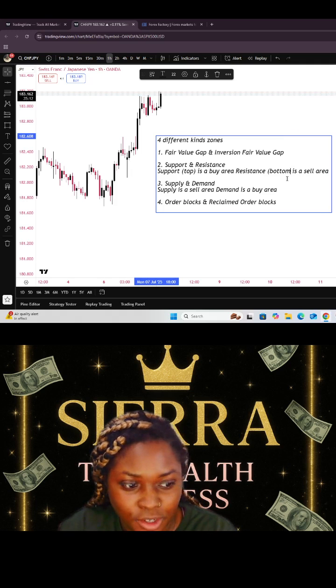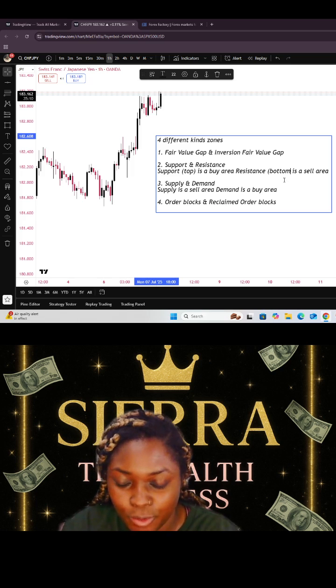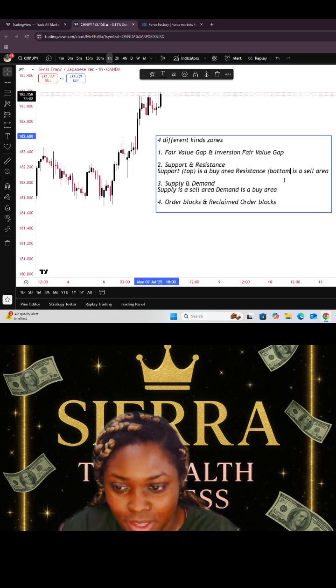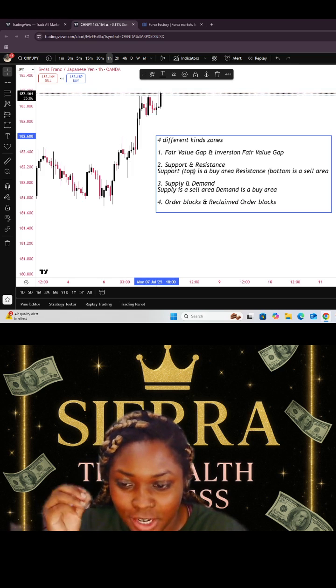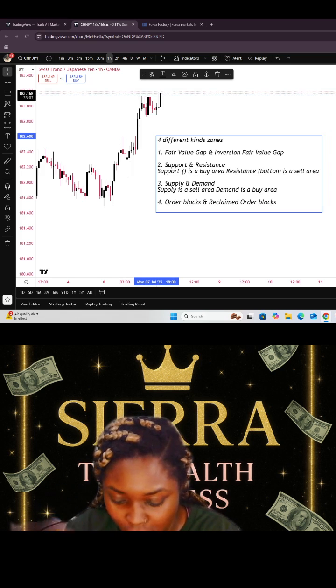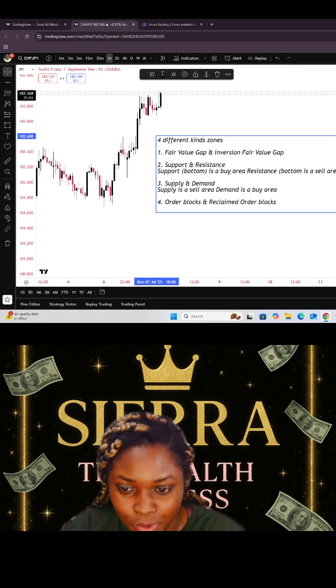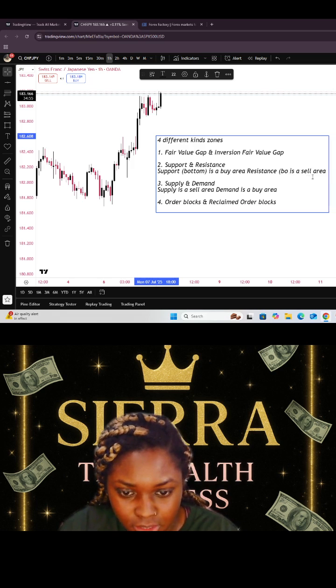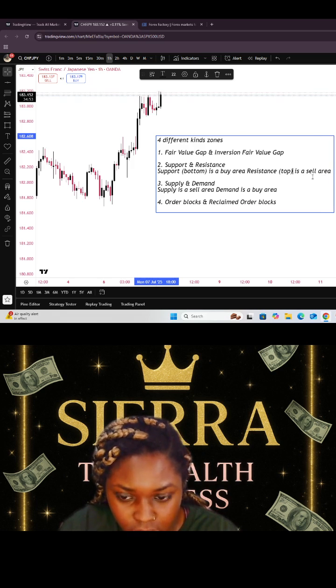I'm confusing myself right now because I don't use support and resistance often. I mainly use fair value gaps. Support is the floor, so don't let me confuse y'all. I had to double check. Okay, support is the floor, which is a buy area. Resistance is the top, which is the sell area. Okay.